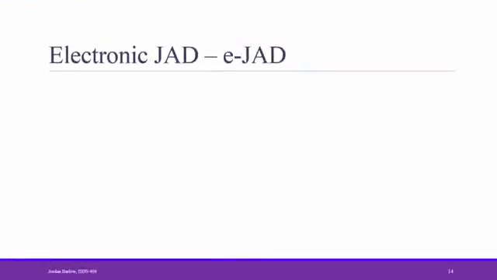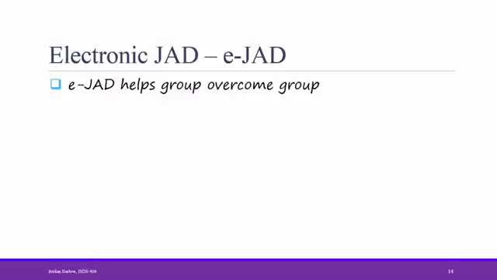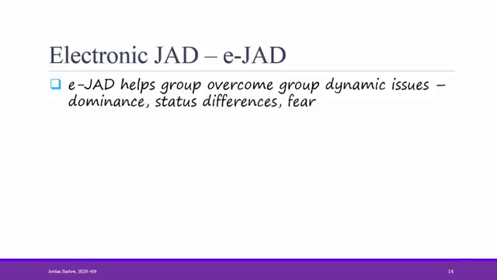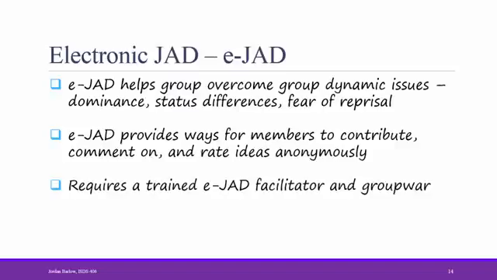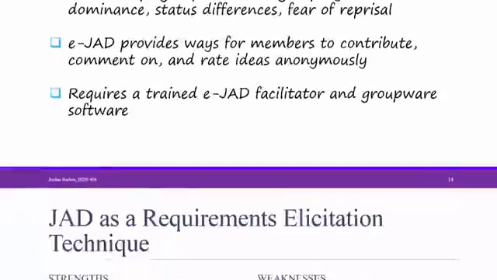One way to overcome some of these group weaknesses is to use electronic JAD, or eJAD. eJAD helps groups overcome group dynamic issues, such as dominance, status difference, and fear of reprisal. When people sit in groups, they're usually not as eager to share information as they are in one-on-one interviews. Electronic JAD provides ways for members to contribute, comment on, and rate ideas anonymously. However, it does require a trained eJAD facilitator and some specialized groupware software.